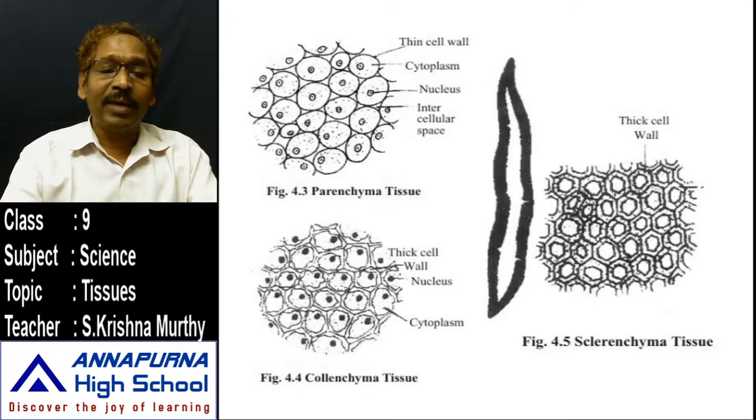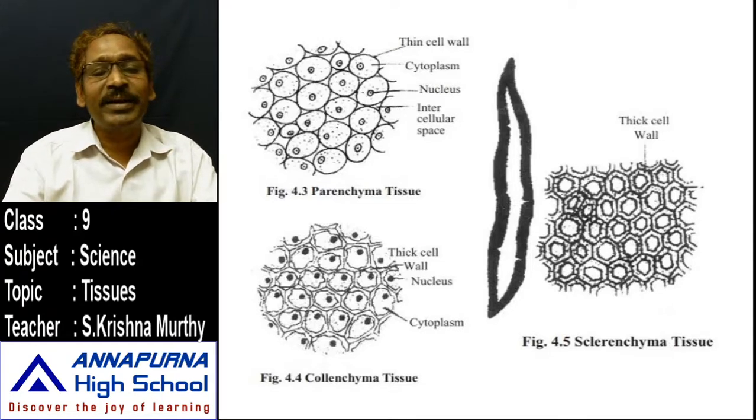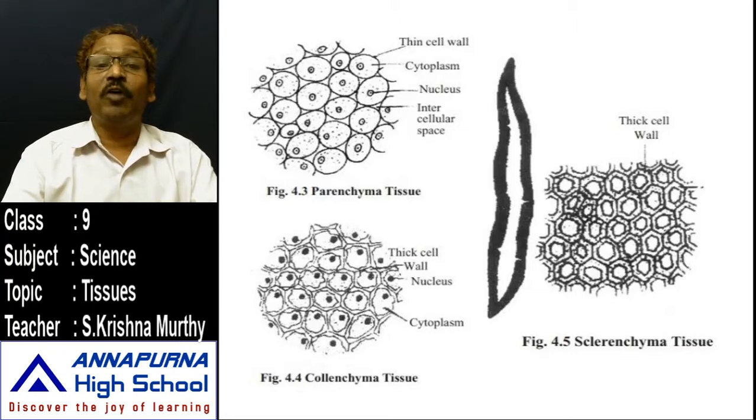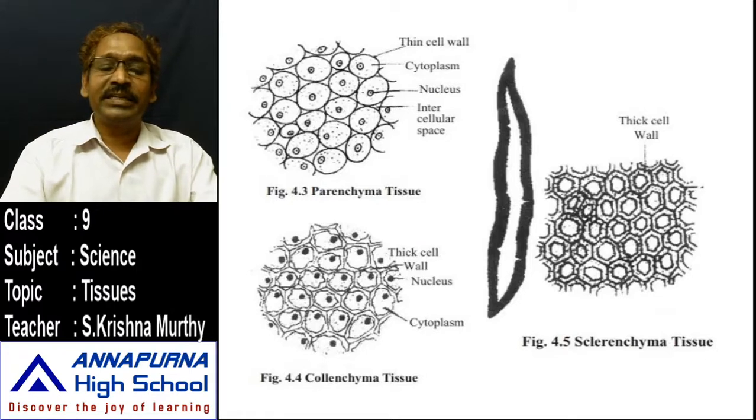Mainly this collenchyma is present beneath the epidermis. Where is collenchyma? Collenchyma is present beneath the epidermis. What is epidermis? Epidermis is the outer membrane of the plant body. Beneath the epidermis there is the dermis. In between the epidermis and dermis, this membrane is there. What is this? The collenchyma membrane. This collenchyma membrane also has living cells.